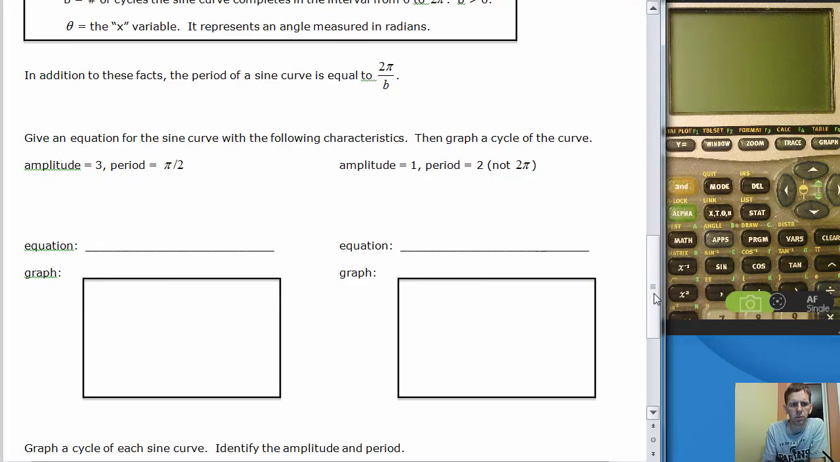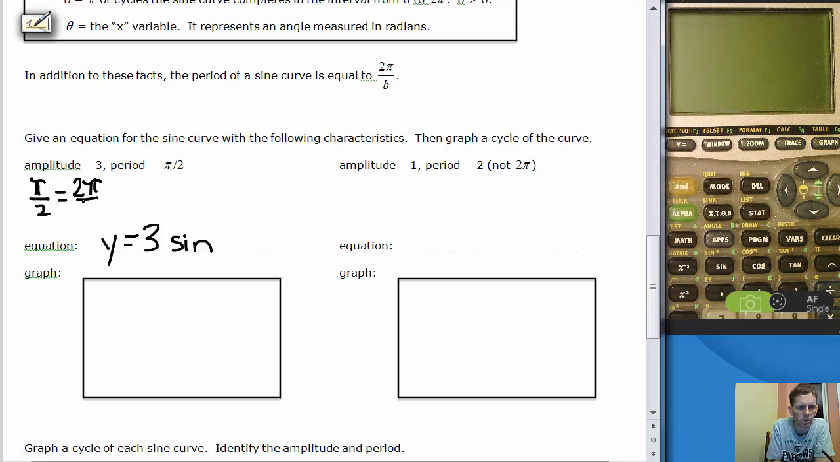In our first example, we have an amplitude of 3 and a period of pi over 2, and we're trying to find an equation. The equation we're going to start with is y equals, we'll use 3 for a, that's your amplitude, sine. Now, the period is equal to 2 pi over b. So our period of pi over 2 is equal to 2 pi over b. And what b represents is this value right here. It's going to be sine of b times theta.